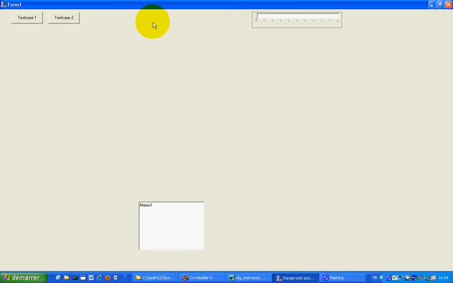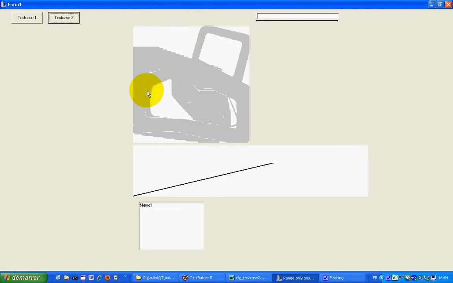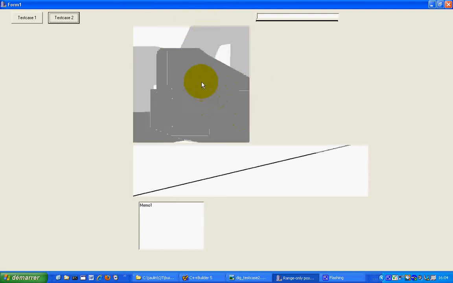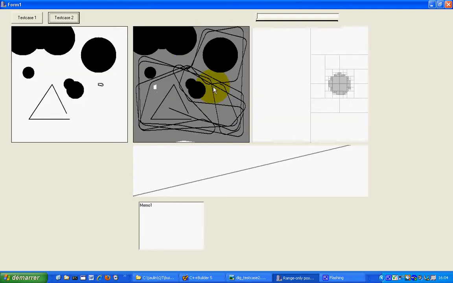Here I will present another test case, test case 2, related to the set membership approach for SLAM, simultaneous localization and mapping, of a robot moving inside an unknown environment. So let me start. Here is a trajectory of the robot, the envelope of the trajectory that can be determined using the differential equation.